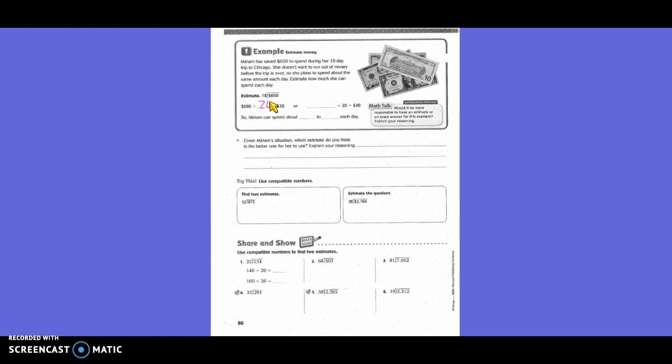Or what could you round 650 to? 700. Well, is 7 a multiple of 2? Yeah, so you would say 800. And then they said 800 divided by 20 is equal 40. So Marian can spend about $30 to $40 each day. Given Marian's situation, which estimate do you think is the better one for her to use? Explain your reasoning. $40, because when you deal with money, it is always better to have enough versus not having enough.